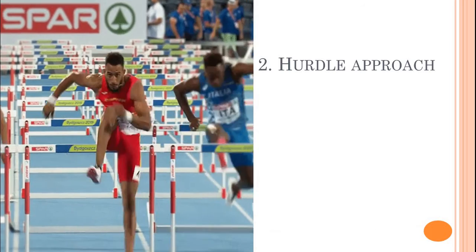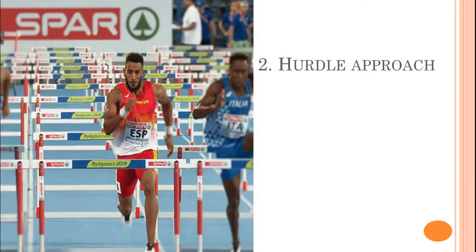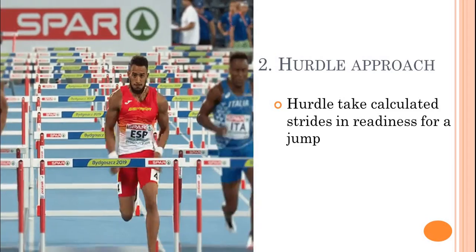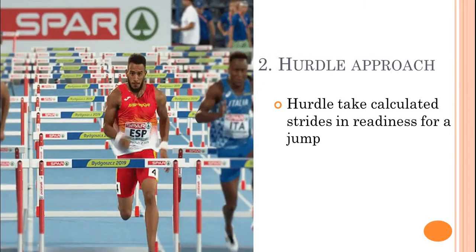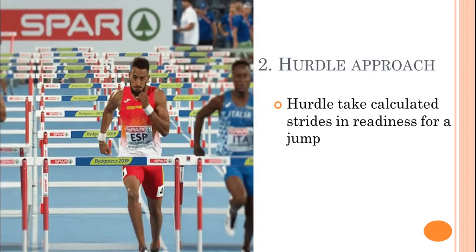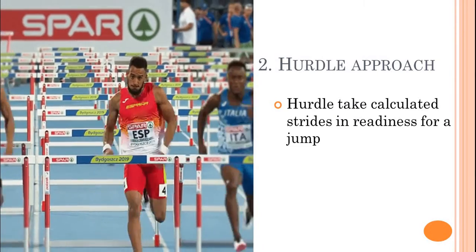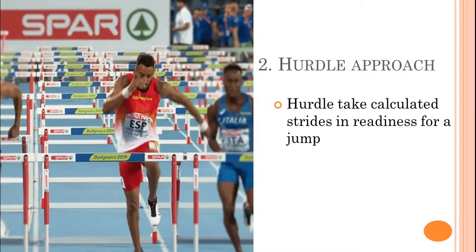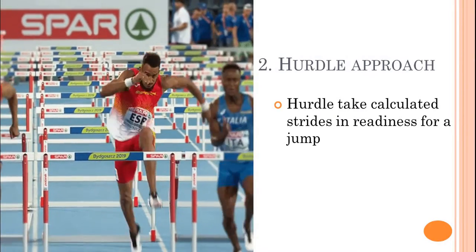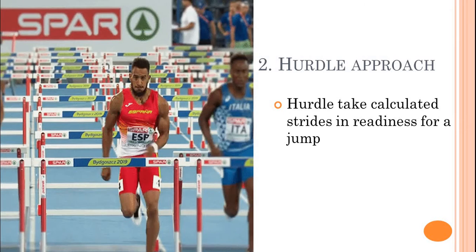The second one is the hurdle approach. This is the way you calculate your strides in readiness for the jump. All the hurdles are placed in specific locations, so the hurdlers need to calculate their jump in order to move without falling. Because if you miss your step while jumping, you may easily fall down. So the hurdle approach is the way you have a calculated step in readiness for the jump.